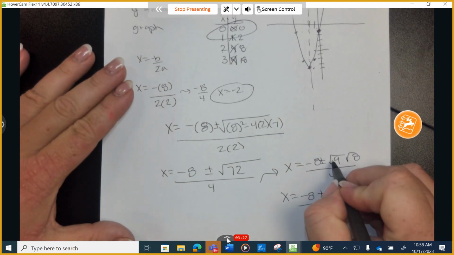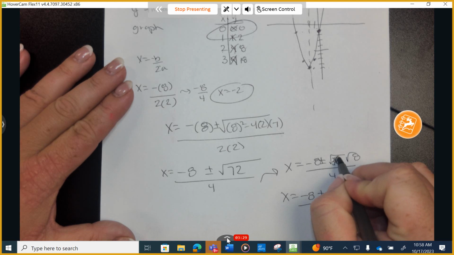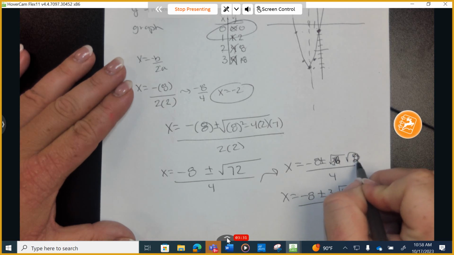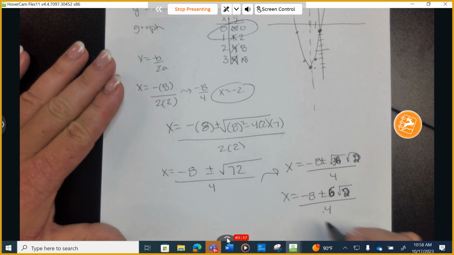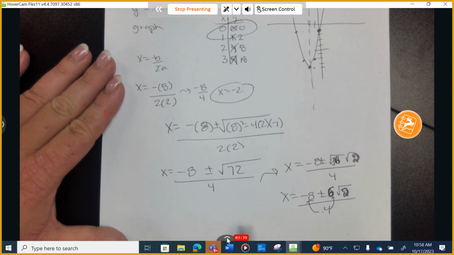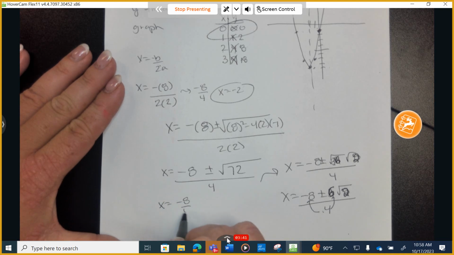So I'm going to be lazy here. I'm going to go back and say this is 36 times 2. The square root of 36 is 6. And now this bottom number is like your best friend. It has to be shared with both. So negative 8 over 4.